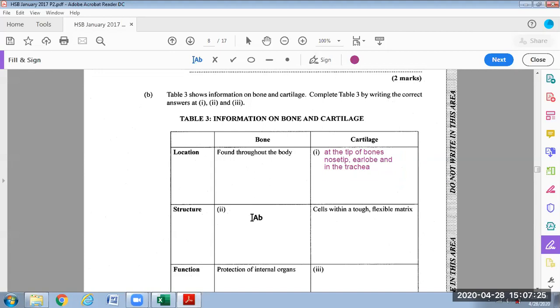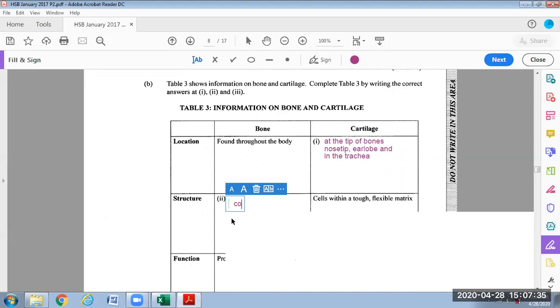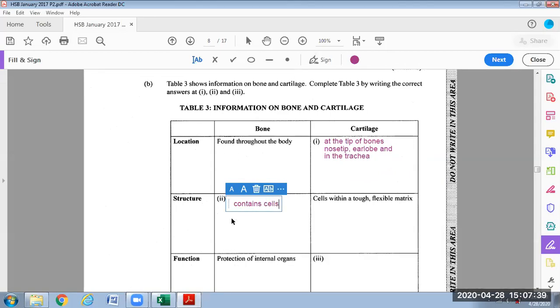So, structure of the bone now. You have to say bone is composed, sorry, we don't have to write all of this. Contains cells. You can actually Google something like that. Tell me a good answer.